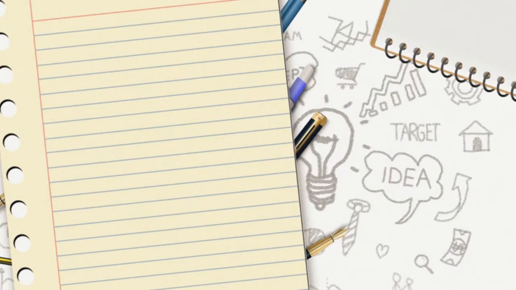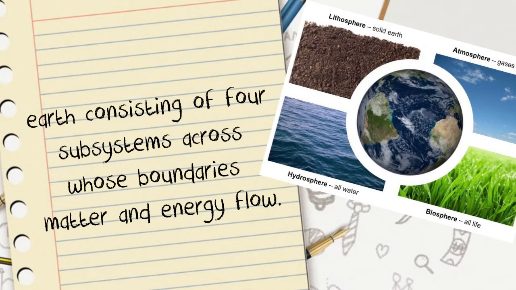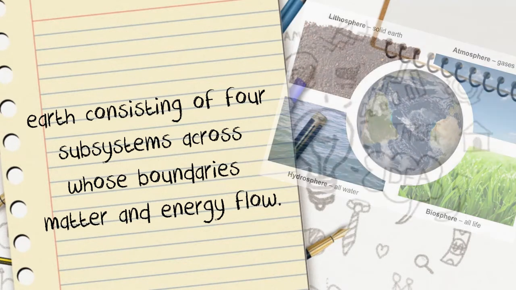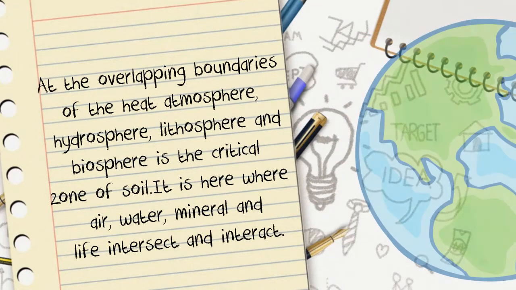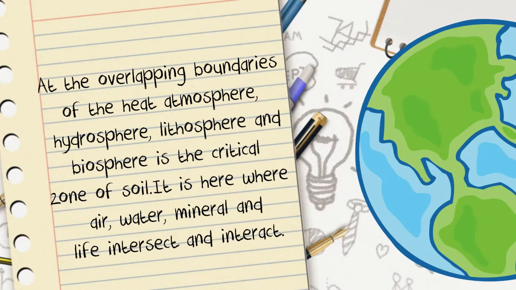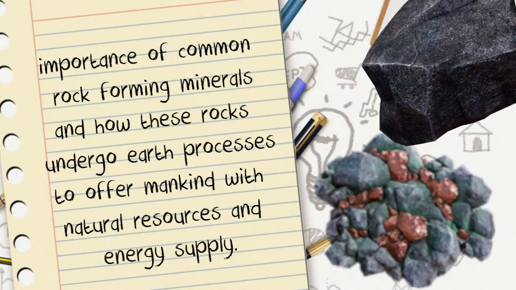In the previous modules, you have learned about Earth consisting of 4 subsystems across whose boundaries matter and energy flow. At the overlapping boundaries of the atmosphere, hydrosphere, lithosphere, and biosphere is the critical zone of soil. It is here where air, water, mineral, and life intersect and interact. You also studied the importance of common rock-forming minerals and how these rocks undergo earth processes to offer mankind natural resources and energy supply.